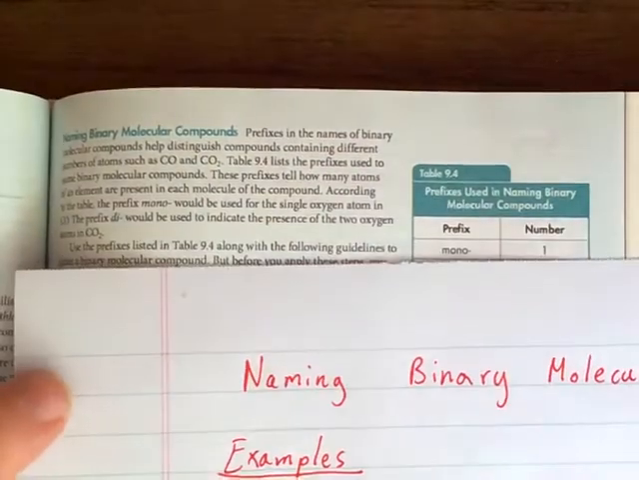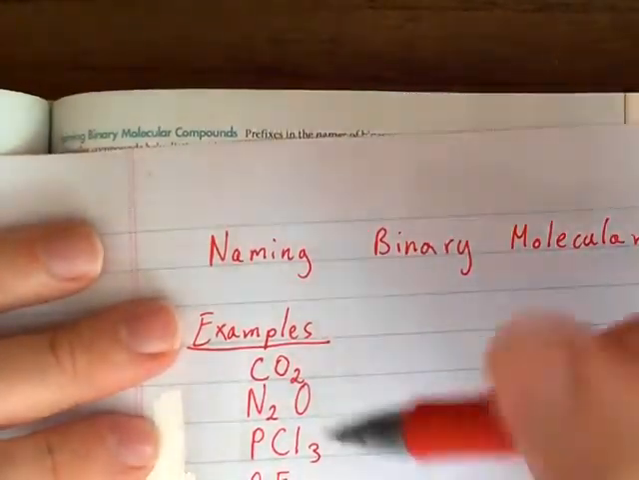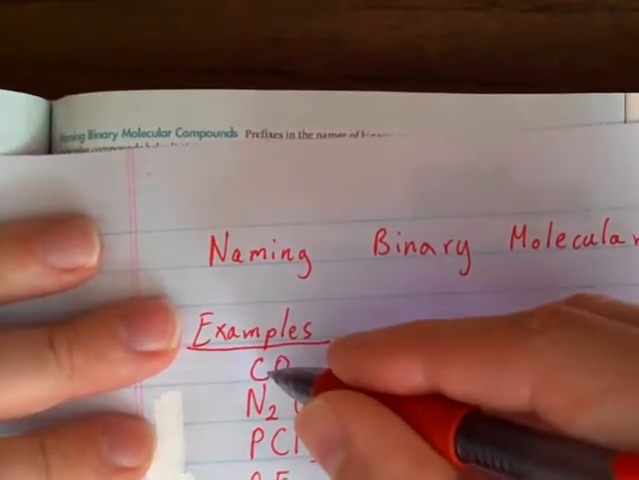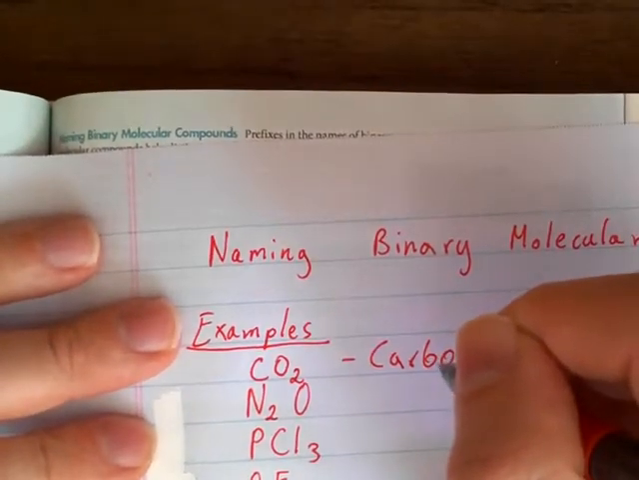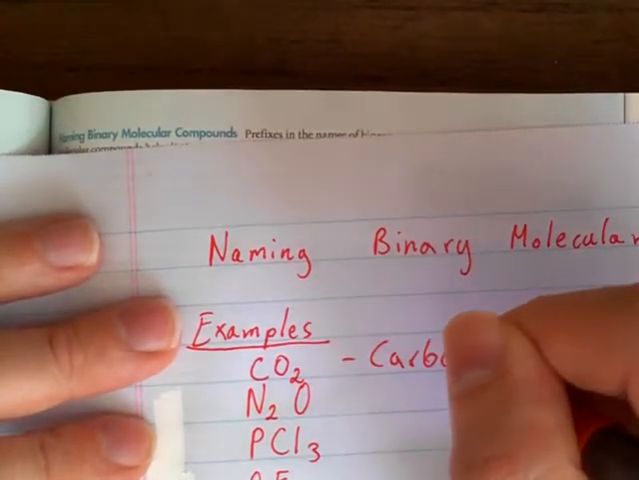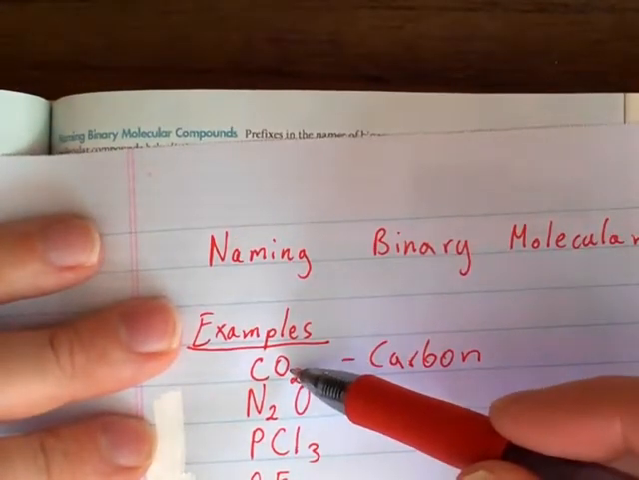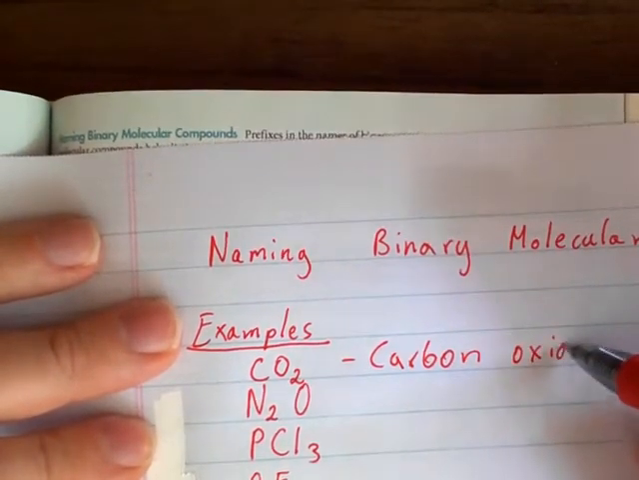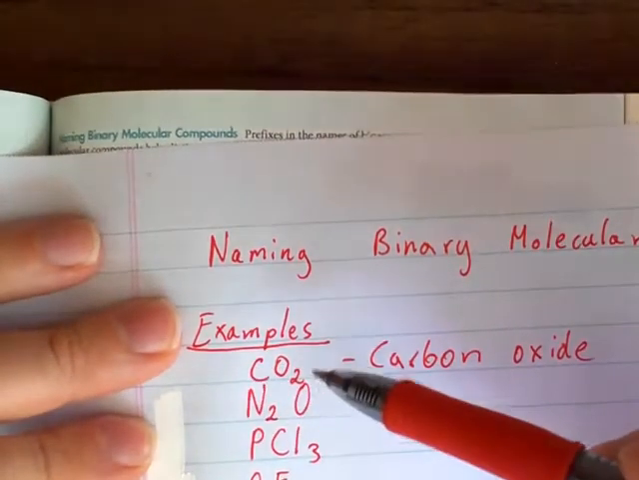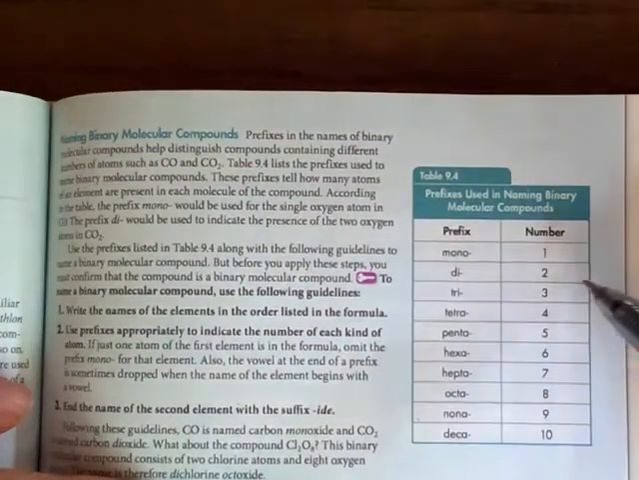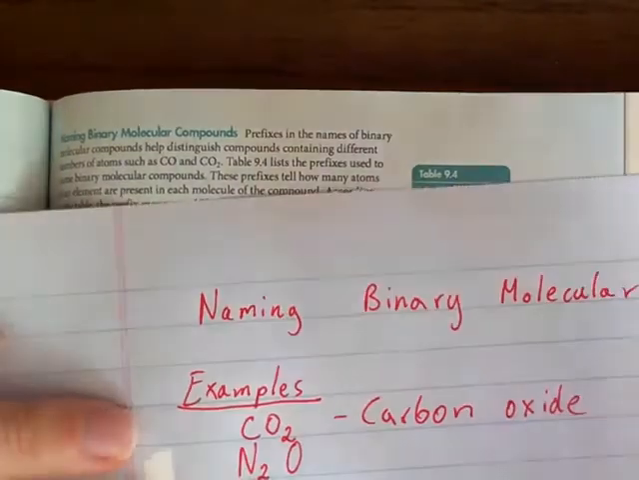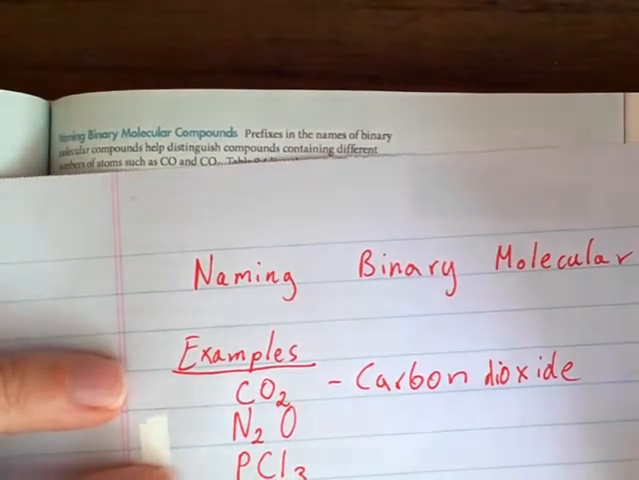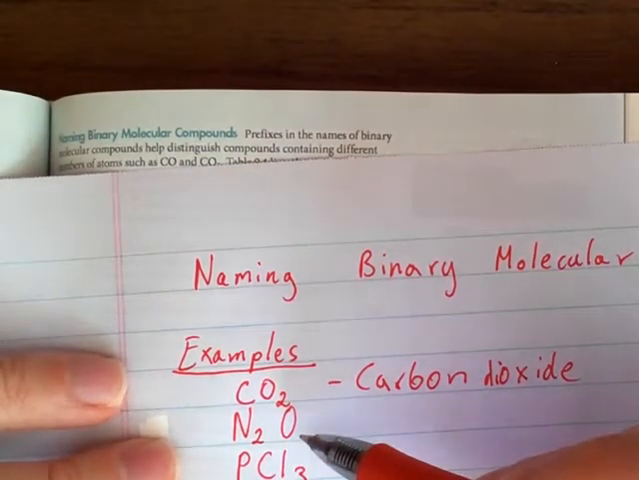So the first one is carbon. And in chemistry, for the first nonmetal, they don't use the prefix mono. So you don't have to say monocarbon, it's just carbon. The oxygen becomes oxide. And keep in mind how many oxygens we have? 2. What's the prefix for 2? Is di. So it's carbon dioxide.